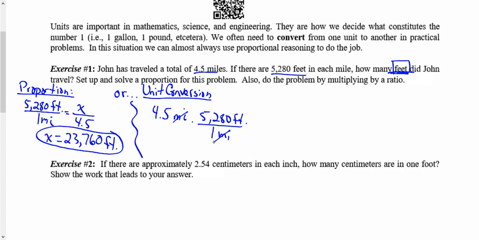So what cancels here? Miles, and what unit is the only one left? And so then I take this and I multiply, because top means multiply, bottom means divide. And you should get 23,760 feet, just like we did before. Okay? You see, solving either way. Are we over anything? Over 1, I guess, if you wanted to.